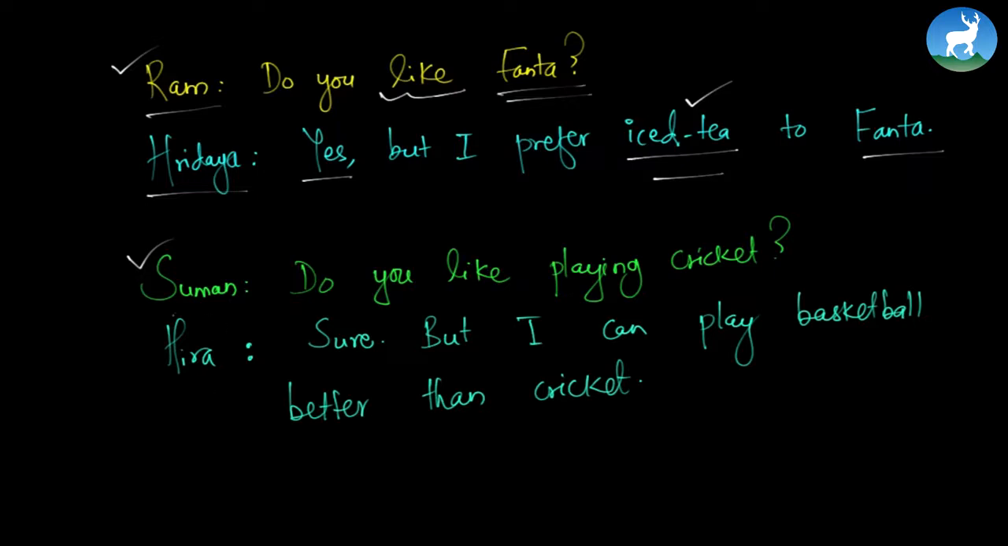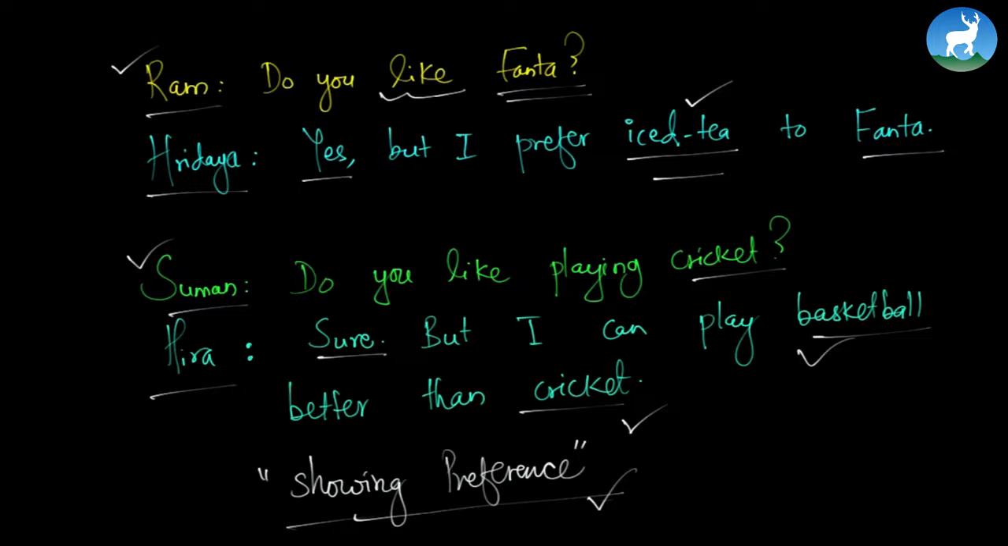Let's go to another example. We have Suman and Hira. Suman says, do you like playing cricket? Now Hira says, sure, that means she likes playing cricket, but there is something more. But I can play basketball better than cricket. So it is her ability and her preference that she can play basketball better than cricket. Correct? So this is called showing preference.